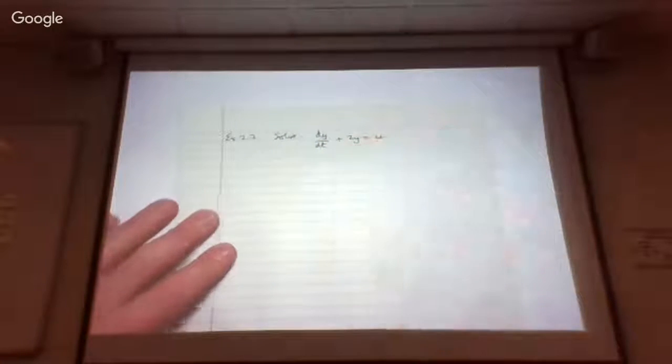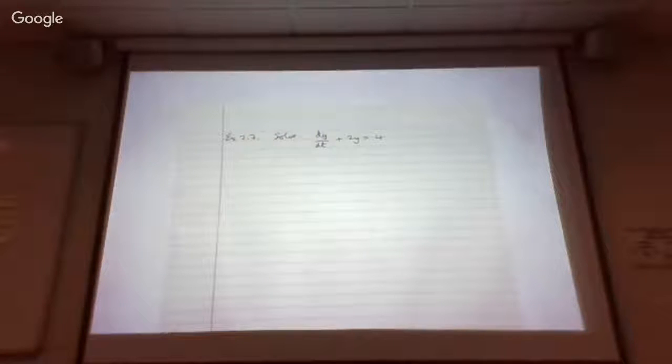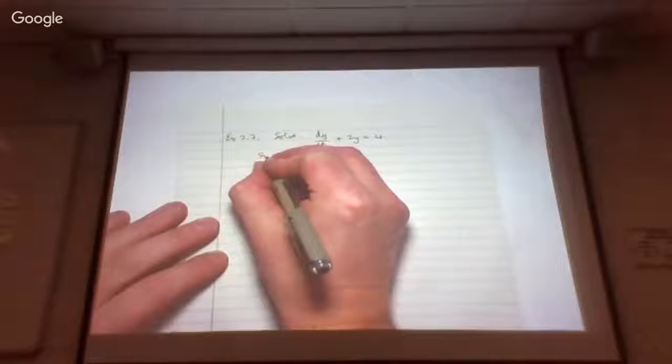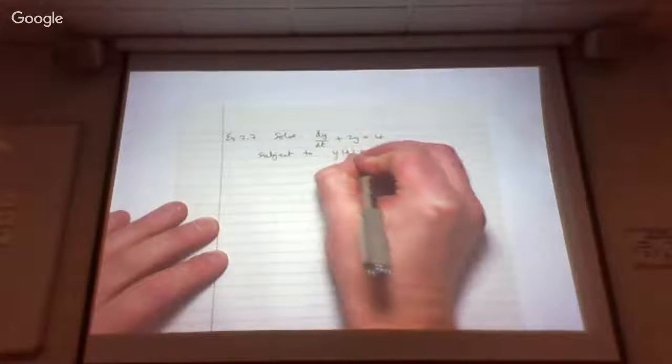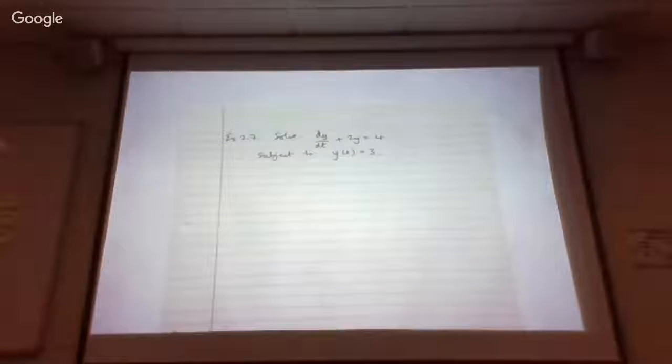Okay, so simpler. It's only order 1. You've only got a first derivative. And subject to an initial value, y(0) equals 3. Okay, so this ought not to be that hard. It should be slightly easier than the previous one, because it's only order 1, whereas the previous one was order 2.